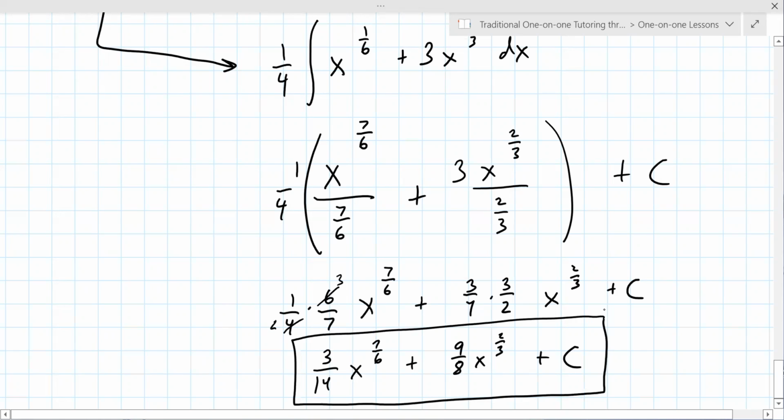Just check that these are all reasonable here. Looks okay.